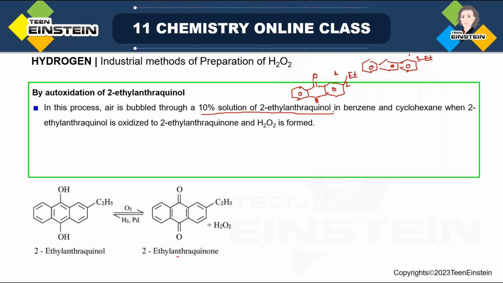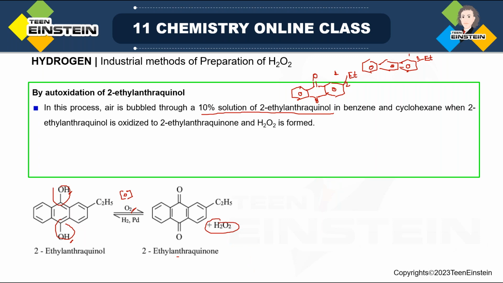We are using air because we just want to use the O2 which is present in the air. It is bubbled through a 10% solution of it, and now these 2 OH groups, at the 9 and 10 positions, these hydrogens are removed, and we are getting C double bond O. So this is basically oxidation happening. We are getting anthraquinone. But what is H2O2?